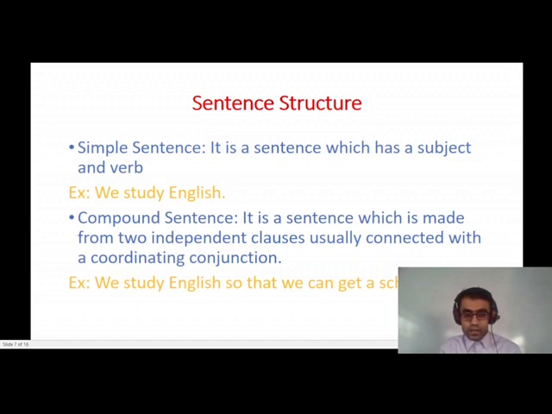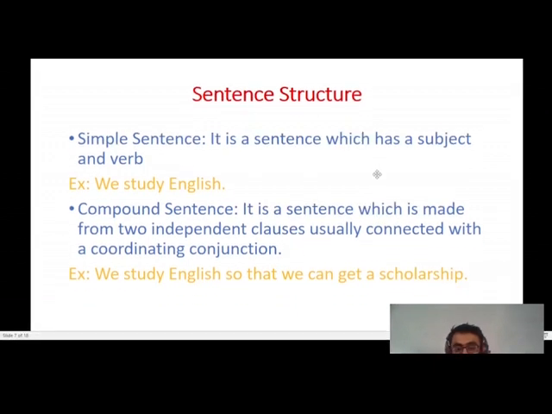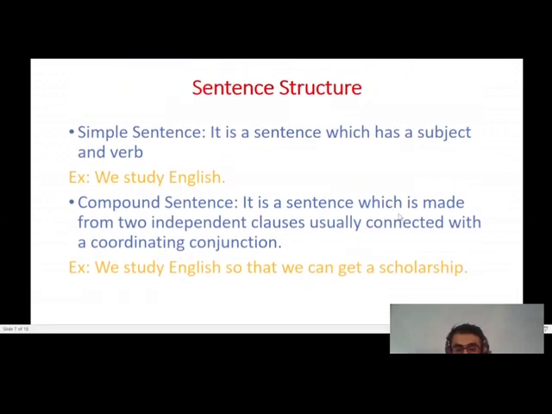So, compound sentence. It is a sentence which is made from two independent clauses, usually connected with a coordinating conjunction. So there are two clauses or two simple sentences connected by a coordinating conjunction usually. That's called a compound sentence. For example, we study English so that we can get a scholarship. So this is an example of a compound sentence.